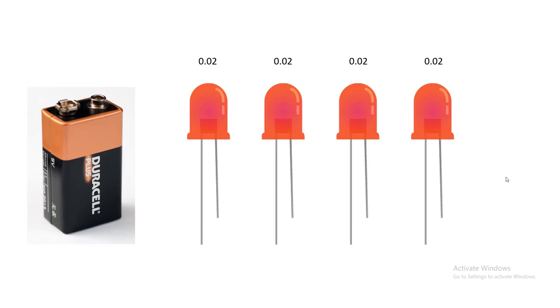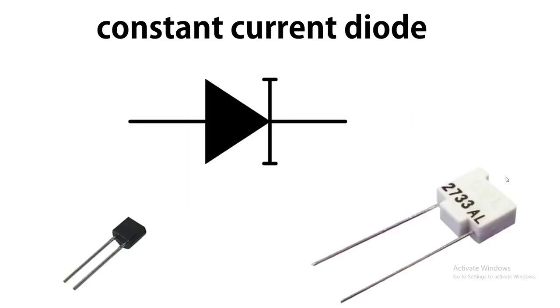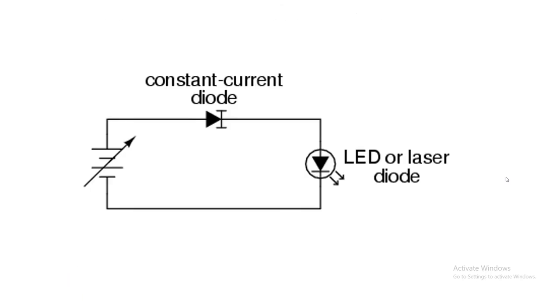This diode is rated on a current basis. For example, if we need to flow 0.02 ampere current in a circuit, then we use a 0.02 ampere constant current diode, which allows only 0.02 ampere current in the circuit. So this is the symbol of the constant current diode. And this is the circuit diagram of the constant current diode.